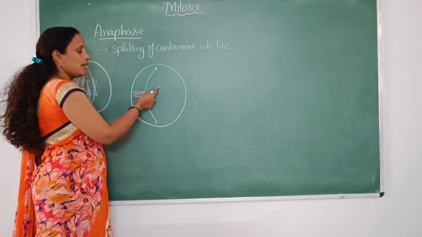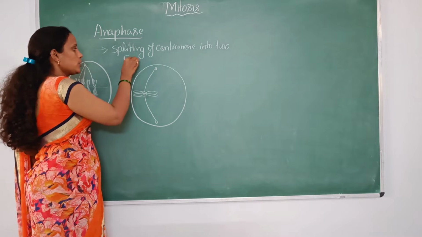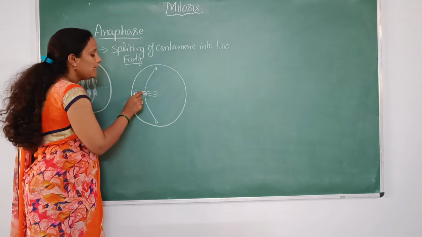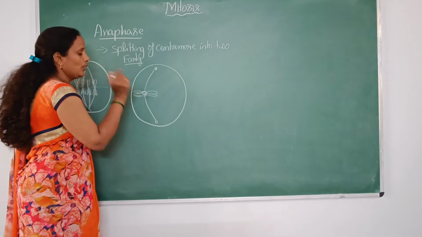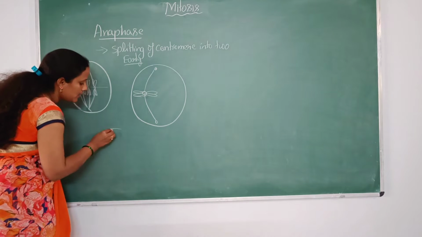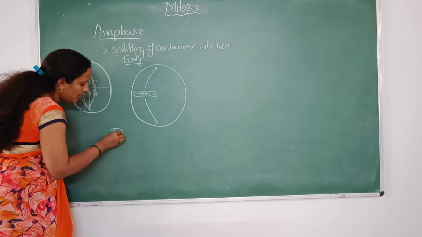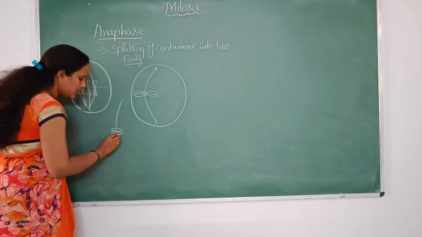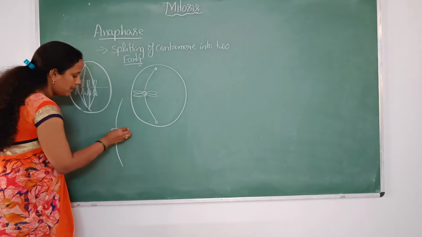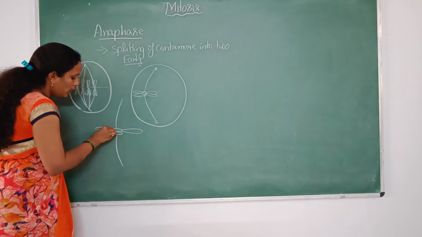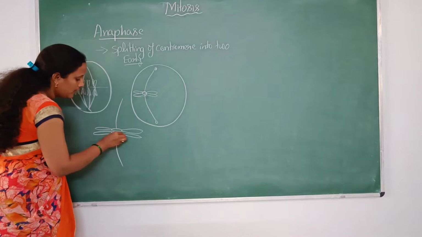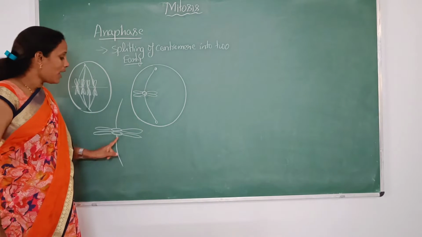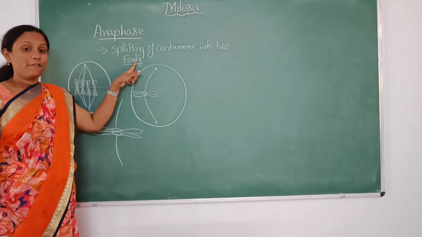When the cell enters into anaphase, in the early stages the centromere will split into two like this. This is one split part and this is another split part. So from here one spindle fiber and from here another spindle fiber, and these are the chromatids. So here the centromere has split. So this is marked by the anaphase.